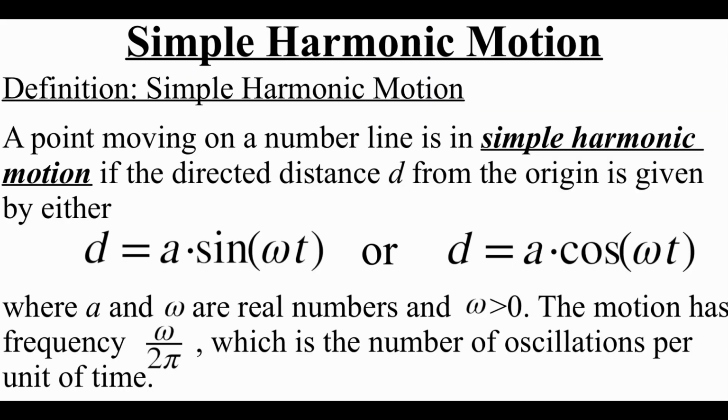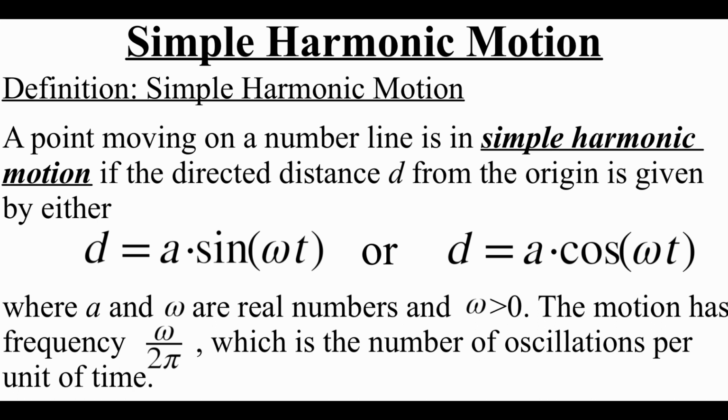In this video, we're going to look at simple harmonic motion. As we're talking about harmonic motion, we're tracking the movement of an object that either rotates, oscillates, or vibrates. We can look at those things algebraically and graphically by using either a sine or a cosine equation. A point moving on a number line is in simple harmonic motion if the directed distance d from the origin is given by either one of these sine or cosine equations.